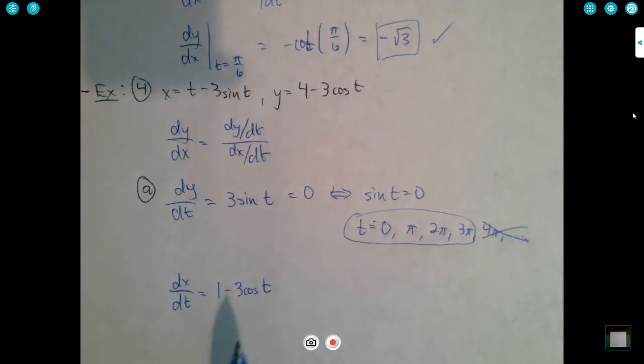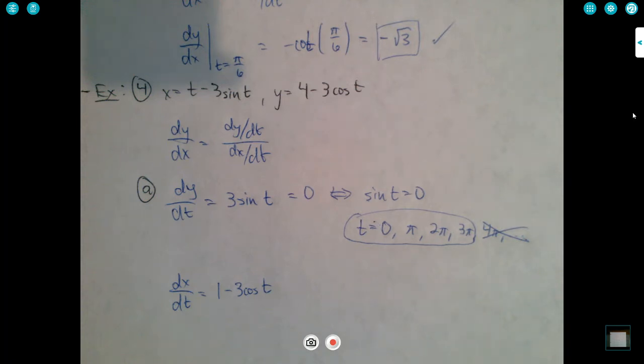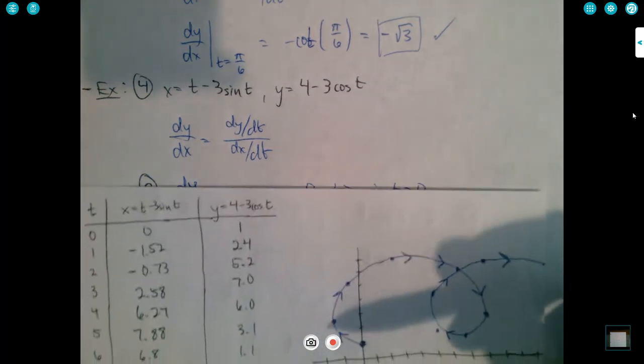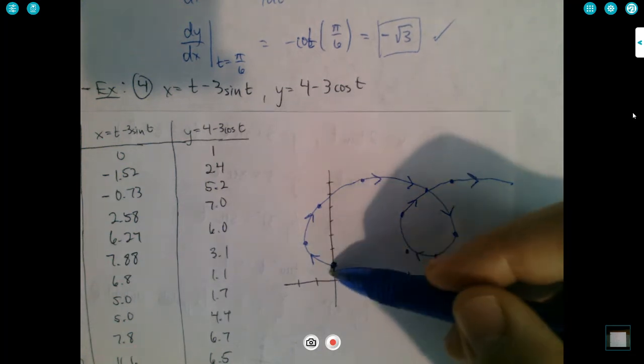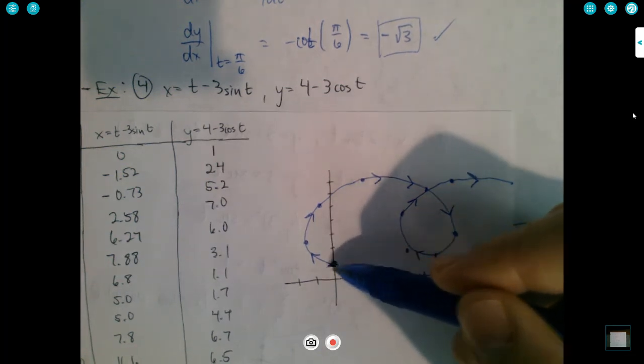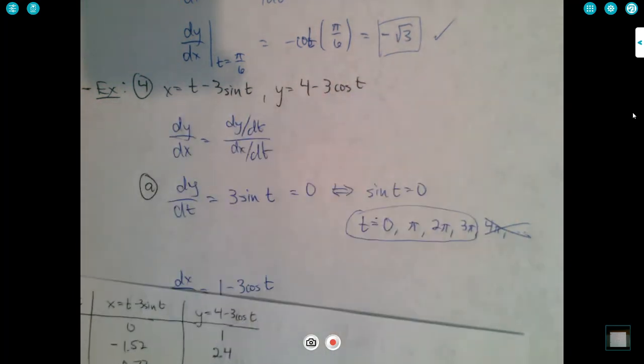Okay, so no issues. So that's supposedly where the airplane is flying horizontally. At time t equals 0, well, that's not really fair, right? That's the starting point, so it's not really fair to say that it's flying horizontally. I guess it takes off and momentarily it's going kind of horizontal, but then it immediately picks up.